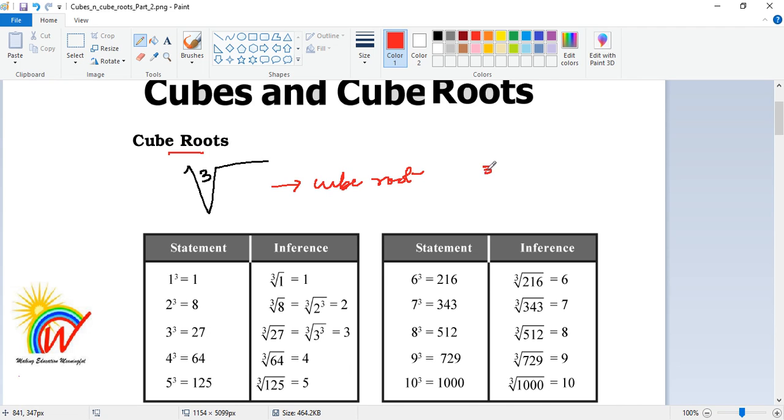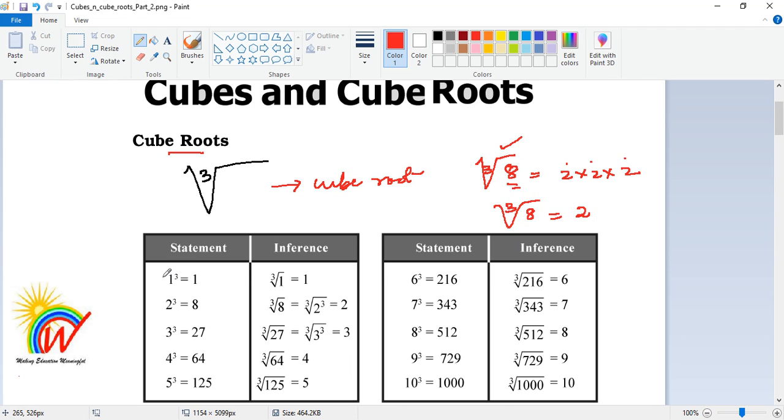Now if I write 3 here and then I write 8, this means cube root of 8. What does cube root of 8 mean? I know that 8 is 2 into 2 into 2, right? So cube root of 8 is asking you to find a number which multiplied 3 times gives you 8. Here, 2 is the number which multiplied 3 times gives 8. So cube root of 8 is 2.